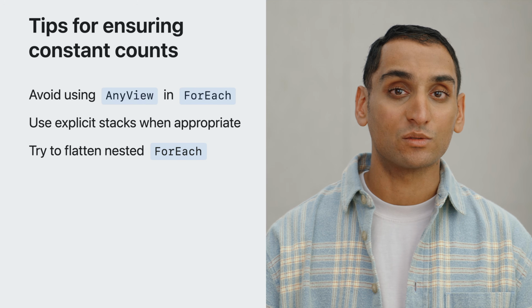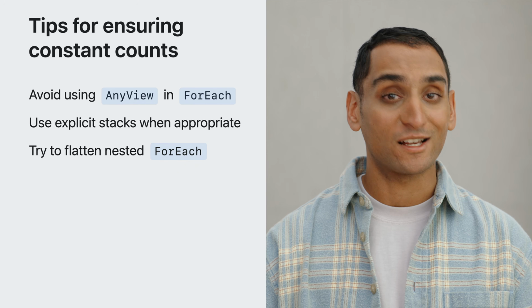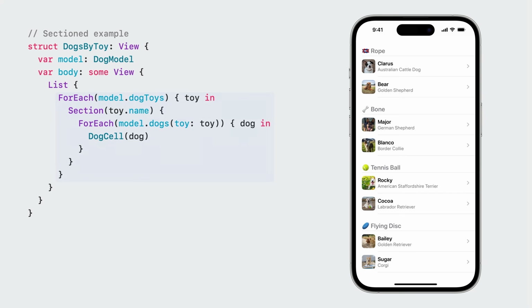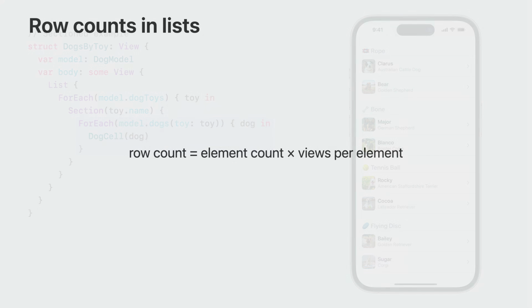However, there is one place where nested ForEach can be valuable: sectioned lists. Let's take a look at an example. In this example, I have a list of dogs that's sectioned by the favorite toy of each dog. I'm using ForEach to create a dynamic number of sections, and each section has a dynamic number of rows within it by nesting a ForEach. List will need to retrieve all the identifiers, but because we're using sections here, SwiftUI understands this construction and ensures the list is still fast to render. Dynamic sections are a good example of when using nested ForEach is recommended.